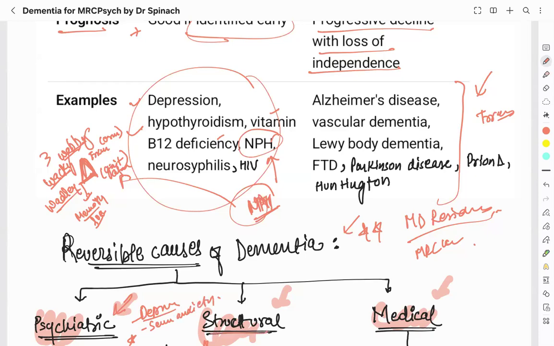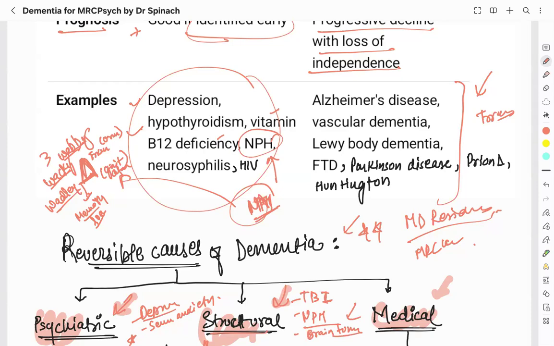What about some structural causes of dementia? Maybe TBI, traumatic brain injury, in some mild cases it will be reversible. Yeah. And what else? Not sure. NPH, normal pressure hydrocephalus, is also reversible. After relieving the pressure, it will be reversible. And then we have brain tumors as well, metastasized or primary brain tumors.